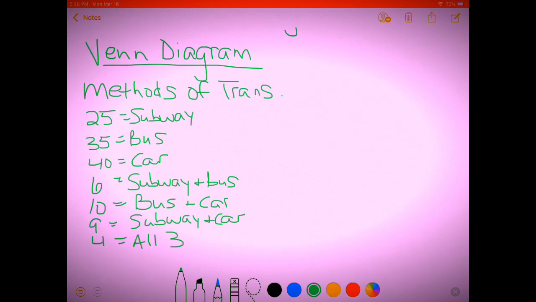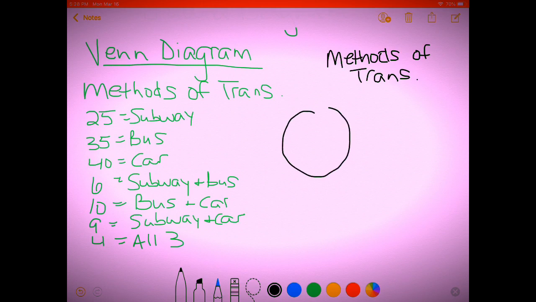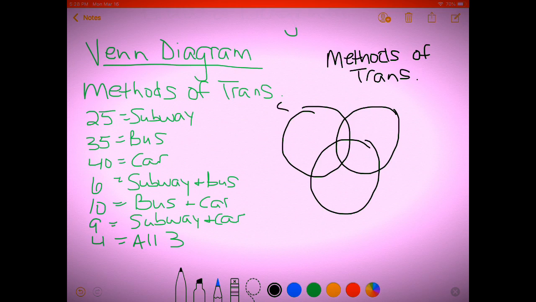So if we're going to draw a Venn diagram, we always need a title, so it would be methods of transportation. And then since we have 3 different types of transportation, we need 3 circles, and they all 3 need to overlap. Okay, so we need to label these. First we have subway.